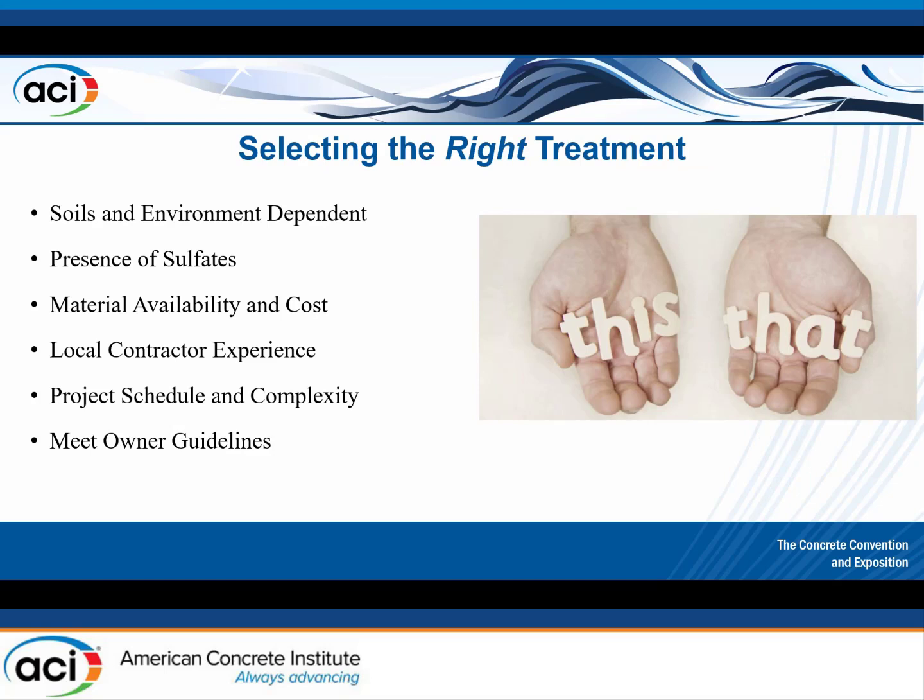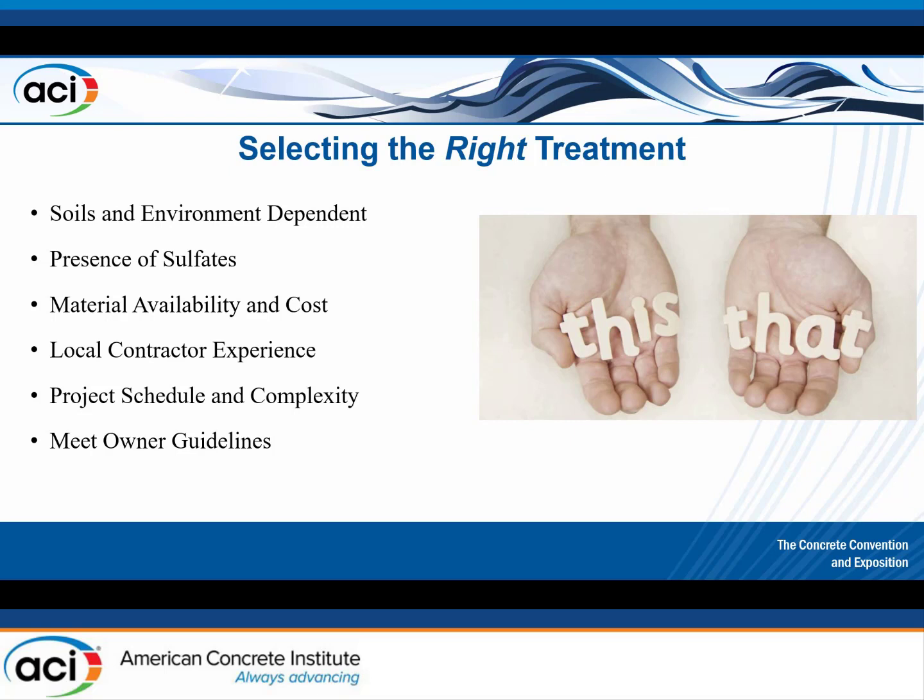So how do you decide, well, what do I use? There's a lot of different things. It's dependent on the soils and the environment. For example, if you have a lot of sulfates in your soil, it's generally not a good idea to treat with lime. Or if you do, you have to change the way that you put the lime into the soil and mix it and cure it, that type of thing.